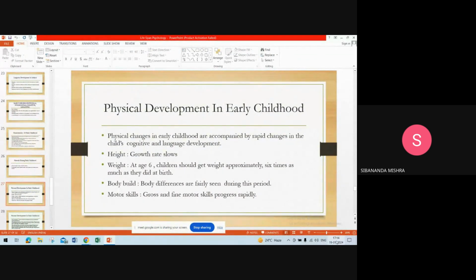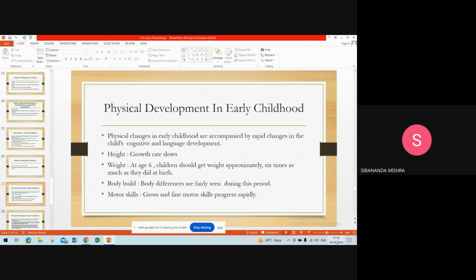Before that, physical development in early childhood. I will tell you a little bit about growth and development in early childhood. What is growth and development? It follows an orderly sequence in early childhood. There is an orderly sequence of growth and development. Each child normally passes through a number of stages.